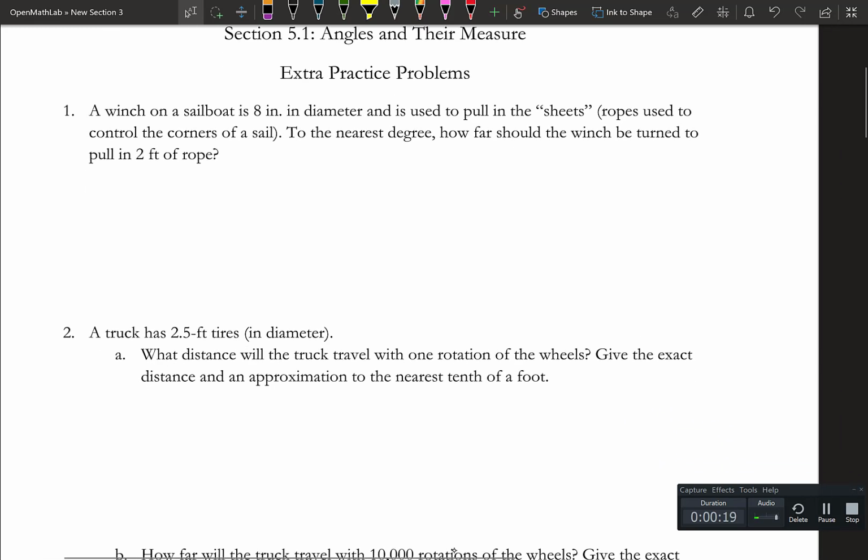So question 1 deals with a winch that's on a sailboat, and we know it's 8 inches in diameter. We're using that to pull in these sheets, which are ropes used to control the corners of the sail. And to the nearest degree, we're trying to figure out how far the winch should be turned to pull in 2 feet of rope.